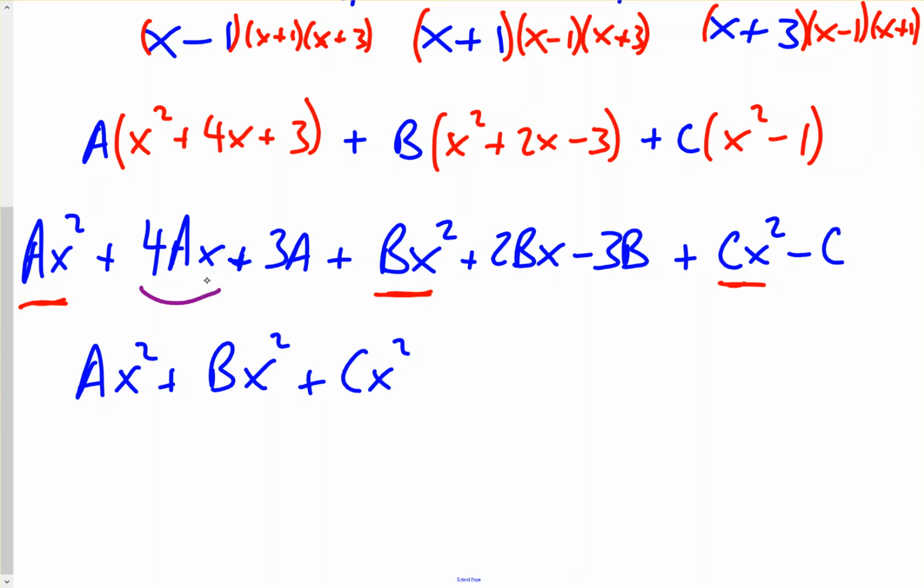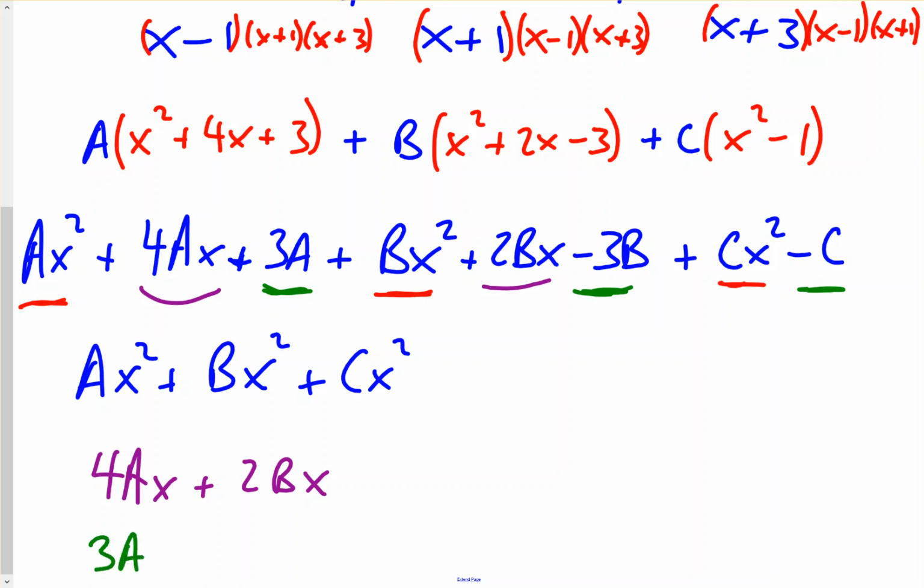And now all the terms that have just plain x's. So we have 4ax plus 2bx. And then all the terms that have just the a, b, or c. So we have 3a minus 3b minus c.